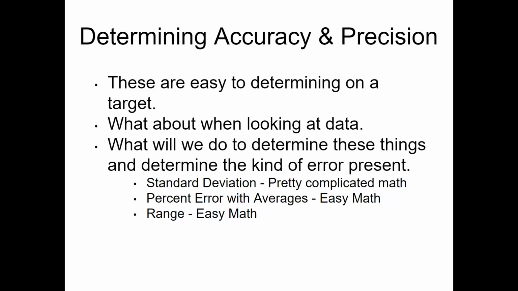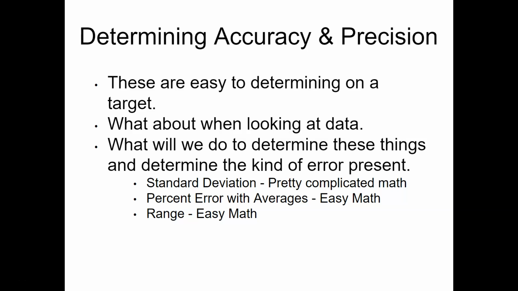Okay, so to determine this, we have to look at the data. And data is going to tell us a lot. So there are three kinds of calculations that we can do. So when we're looking at targets, we know that determining accuracy and precision is easy. We can see that. We can see how close things are together. We can see if they're hitting the bullseye. We can do that. But when we're looking at data, it's a little different.